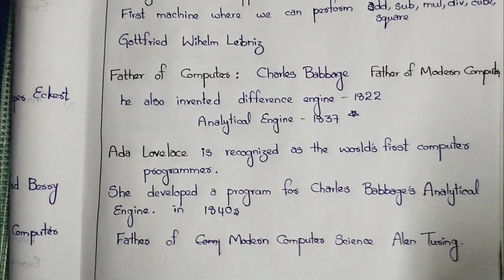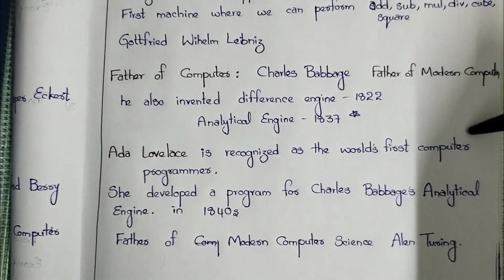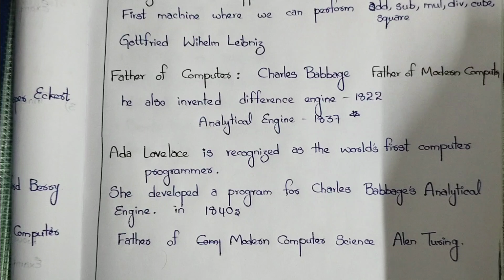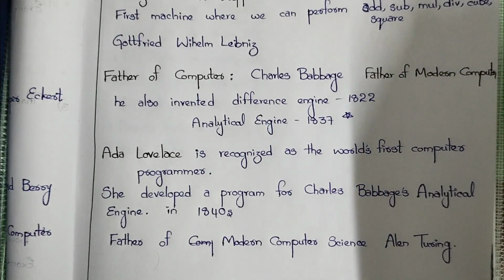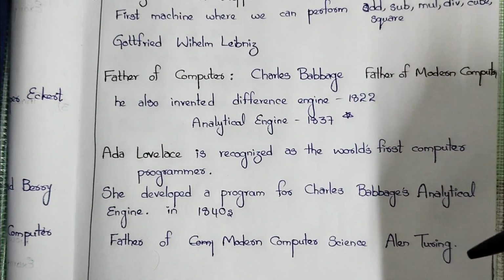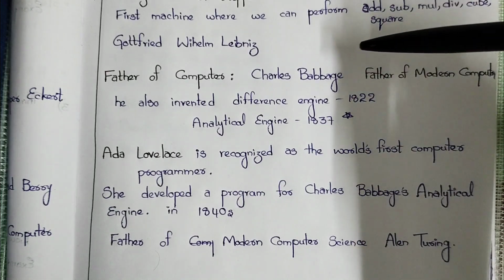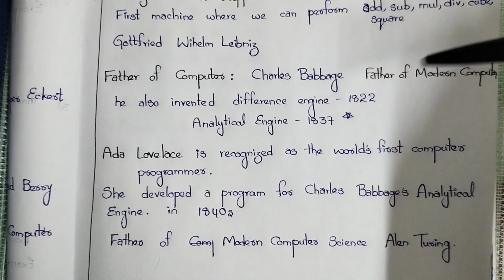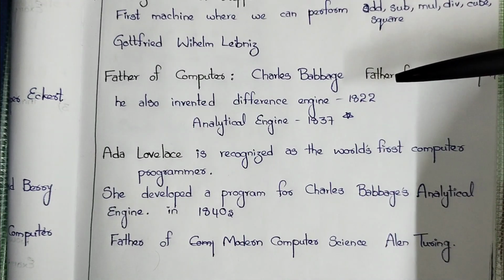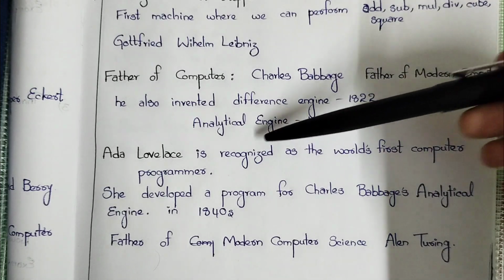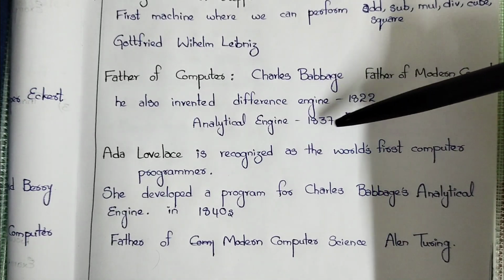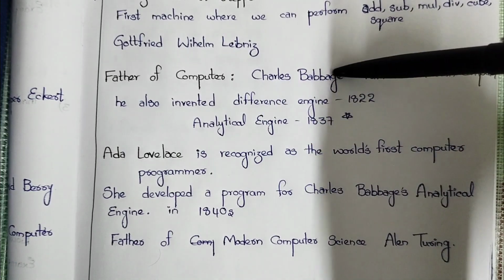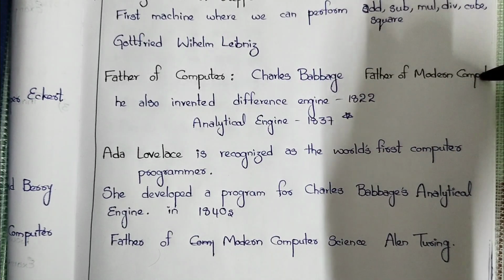Coming to father of the computer. Father of computer is Charles Babbage, and he is also father of modern computer. If we are talking about father of modern computer science, it is Alan Turing. If not, father of computer or father of modern computer is Charles Babbage. He invented difference engine in the year 1822, and he also invented analytical engine in the year 1837. Because of this analytical engine, we are recognizing Charles Babbage as the father of computer or father of modern computer.